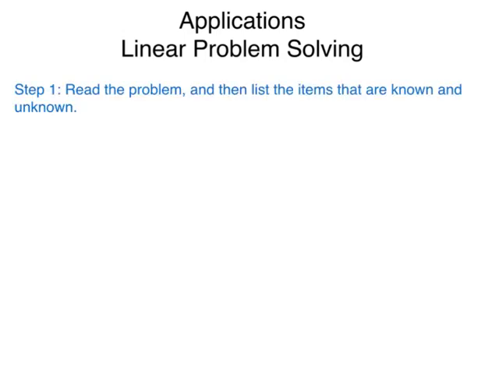The first step in linear problem solving, or pretty much any problem solving, would be to read the problem first and then list the items that are known and the items that are unknown. You can do this mentally sometimes, or if it helps you, you can physically write out what you know and what you don't know.